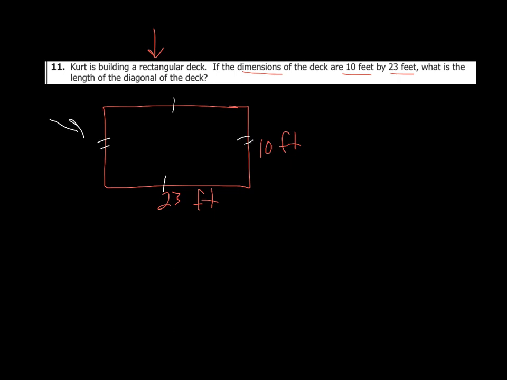And these tick marks that I'm putting here indicate that we have congruent sides. And remember, congruent, the symbol, means of like measure. So that means that this side is also 10 feet and this side is also 23 feet. But you already knew that because this is a rectangle and that's pretty common knowledge.